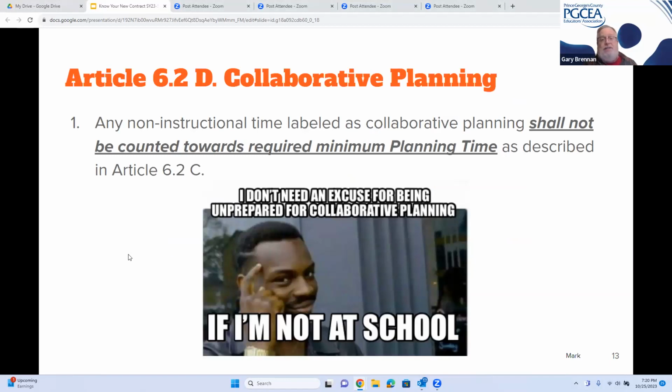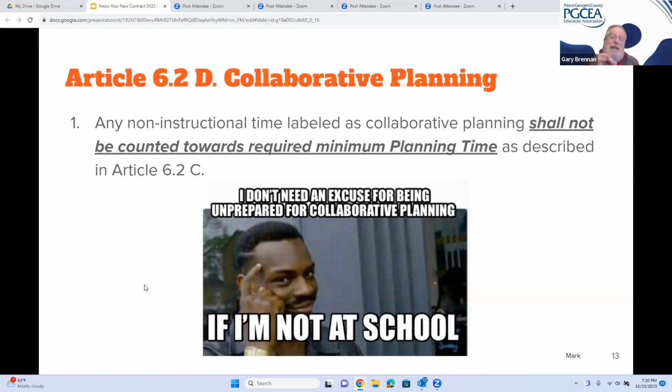Collaborative planning, everybody's favorite topic. Any non-instructional time labeled as collaborative planning shall not be counted towards required minimum planning time. It actually says that twice in the article on collaborative planning. Collaborative planning has to be done outside of your lunch and your daily planning time. It cannot be in place of it.